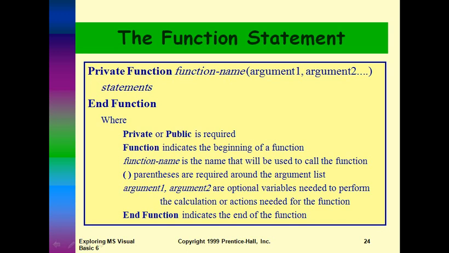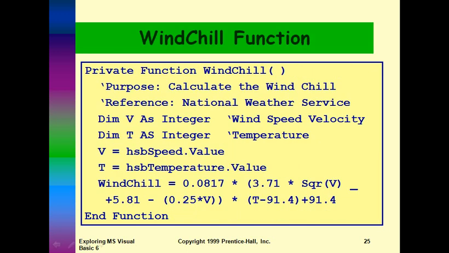Function indicates the beginning of a function. Function name is the name that will be used to call the function. Parentheses are required around the argument list. Argument 1 and 2 are optional variables needed to perform a calculation or action needed for the function, and End Function indicates the end of the function. This is the general syntax, and those are the discussion explaining the keywords and content of the general syntax.